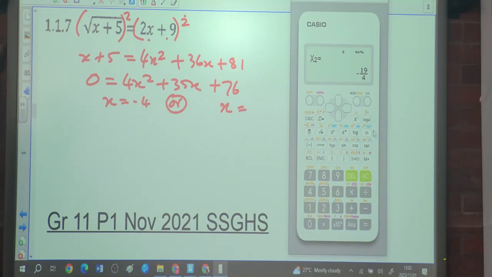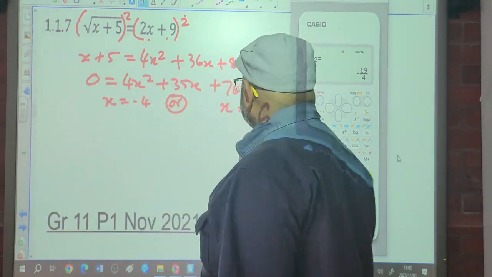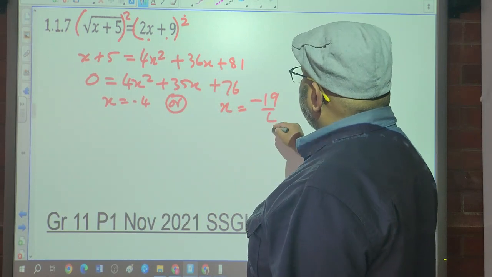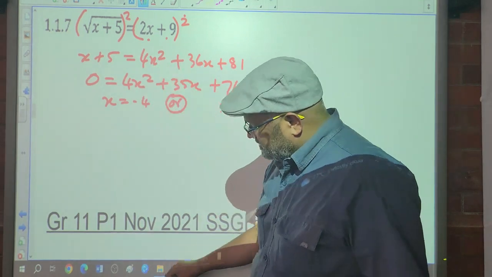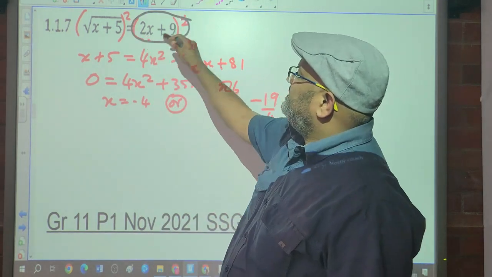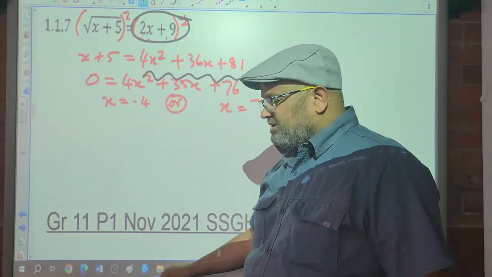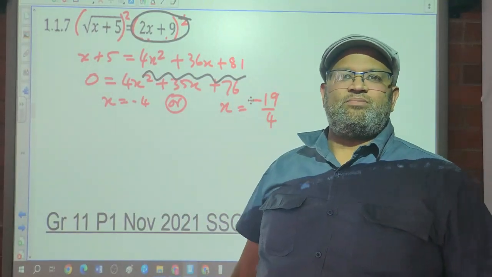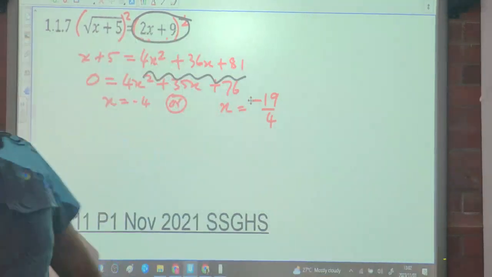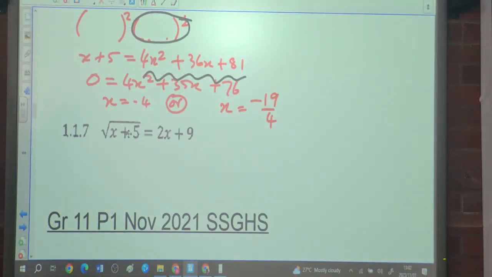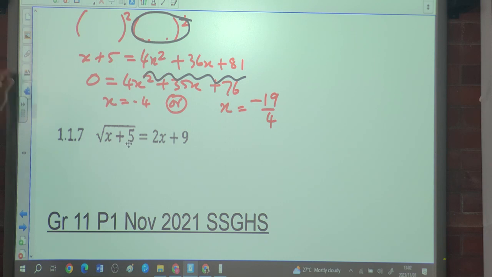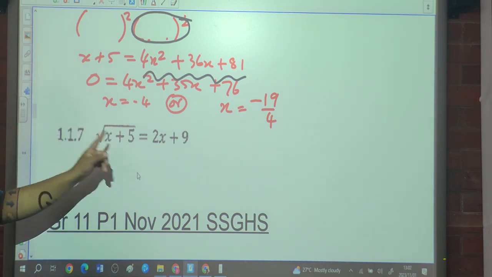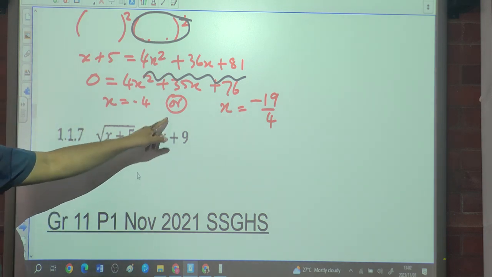And of course this is going to be negative 19 over 4. Also people, if you can't do what I did here, as I did in that step, please write it out twice and multiply it out. Okay? People, because of the nature of the sum, what do I need to do? I need to check if it works. Not so. So I put minus 4 in here. So what's minus 4 plus 5? 1. Square root of 1? So 1. What is 2 times negative 4?